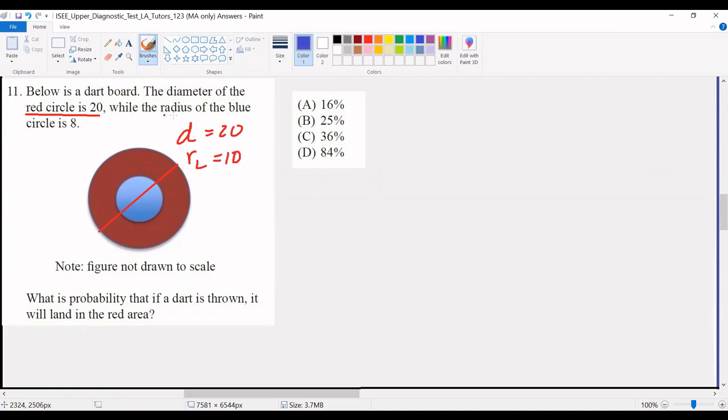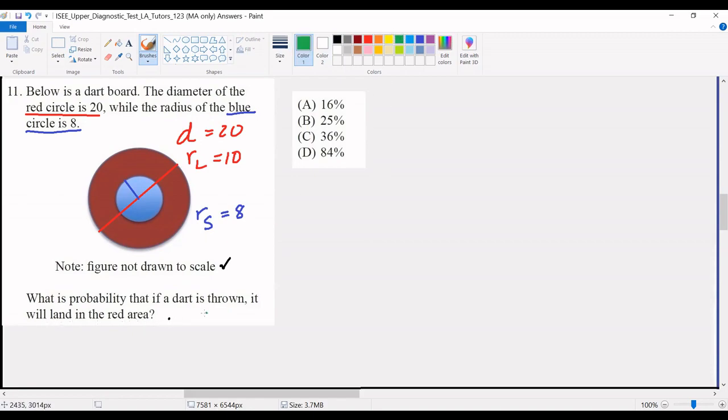Then let's keep reading. The radius of the blue circle is 8. So we can mark it here. That's our radius for the blue circle. So the radius of the smaller circle, or blue circle, r sub s, is equal to 8. Then we keep on reading. The figure is not drawn to scale. What is the probability if a dart is thrown, it will land in the red area?